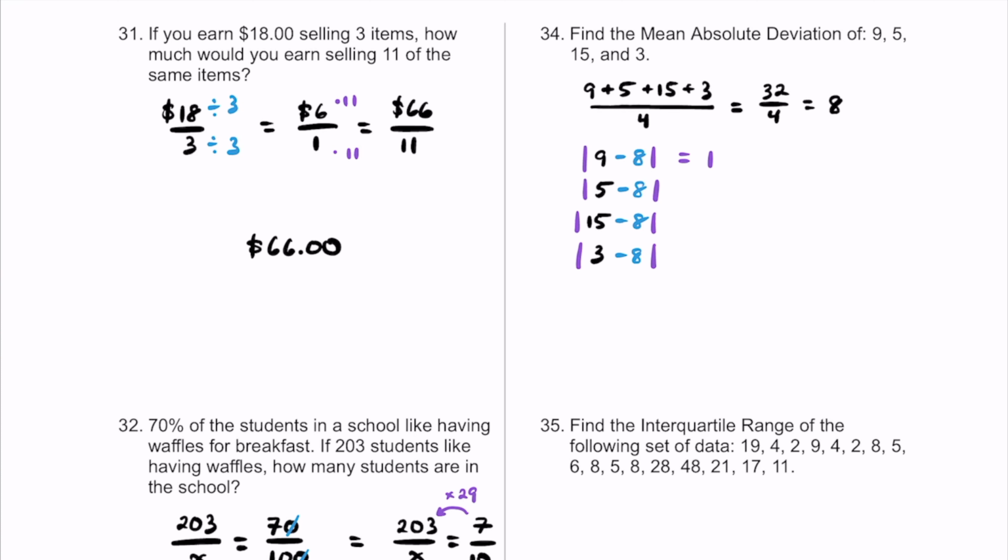5 minus 8 is negative 3, but the absolute value of that is positive 3. 15 minus 8 is 7. The absolute value of 7 is 7. 3 minus 8 is negative 5. The absolute value of negative 5 is positive 5. All right, so these are all of our absolute deviations, and we're going to go ahead and take these absolute deviations and add them up, and then divide by how many numbers there are. So we're finding the mean absolute deviation, divided by 4.